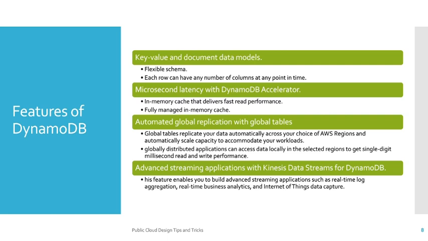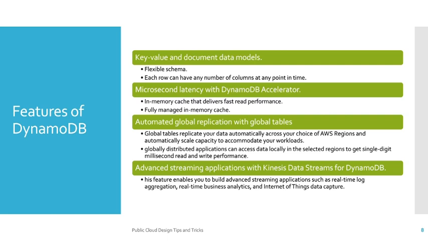Third, automated global replication with global tables. When we say global tables, that means global tables replicate your data automatically across your choice of AWS regions and automatically scale capacity to accommodate your workloads. So if you have a globally distributed application that wants to access your database in any region, then it can connect to that particular region's database and it will give you single digit millisecond read and write performance. That is how a global table can help your solution.